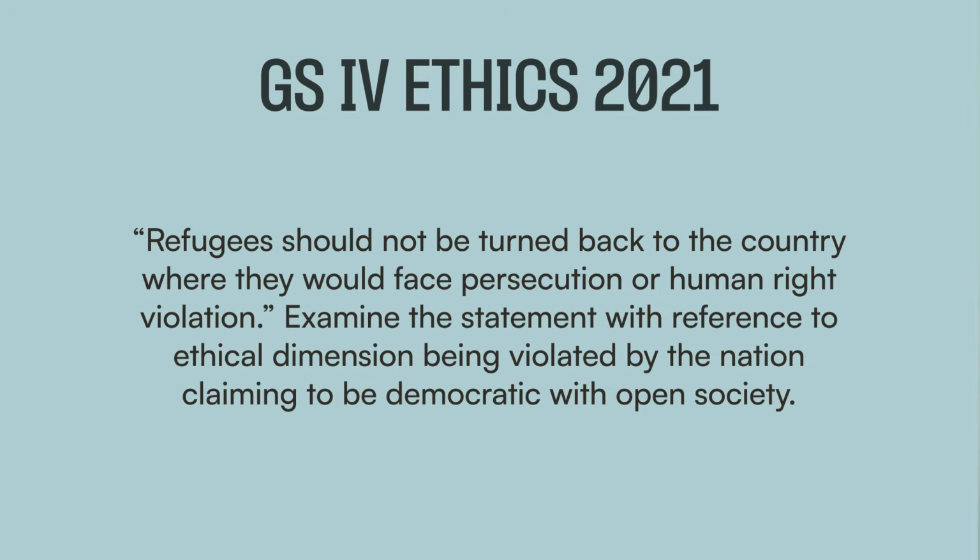For example, in the year 2021, there was this question. The question was, refugees should not be turned back to the country where they would face persecution or human rights violation. Examine the statement with reference to the ethical dimension being violated by a nation claiming to be democratic with open society. If you look at the question, it talks about refugees. And refugees are very topical, it's contemporary. So we can use today's events as examples here.